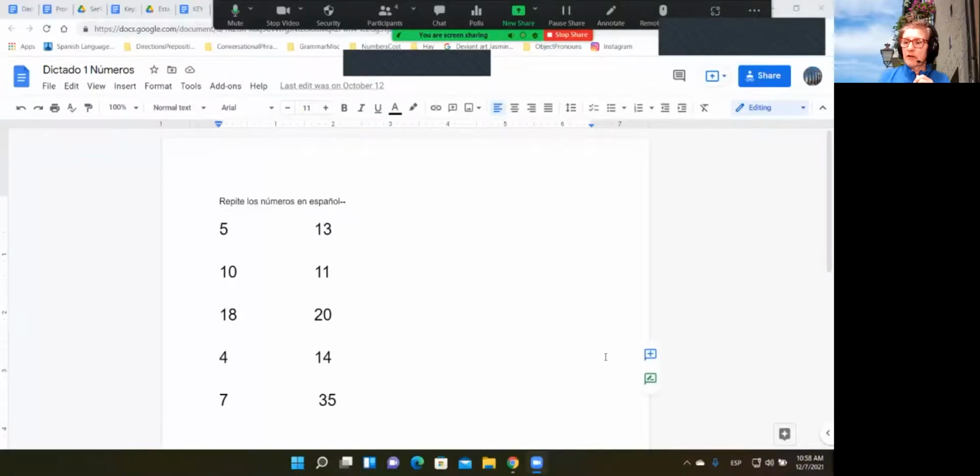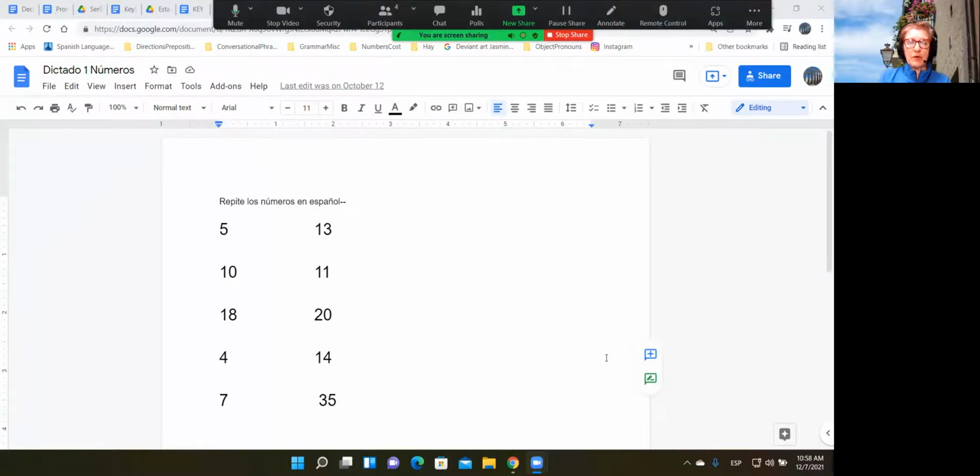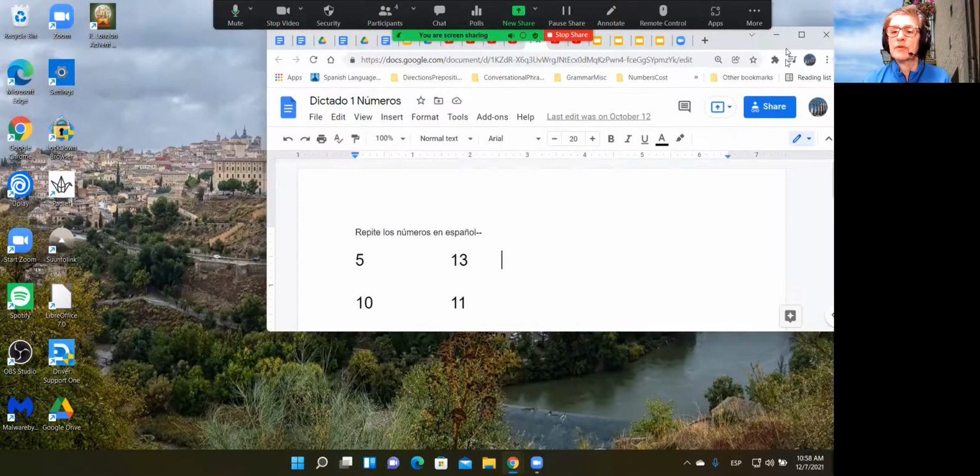Okay, I'm going to show you what the numbers are. Our goal is to have the right digit in at least 7 out of 10. So let's see if you got at least 7 out of 10 of these correct. Aquí están, here they are. 5, 10, 18, 4, 7, 13, 11, 20, 14, 35. Bien. Dale, bien. Magnífico. Hicieron bien. You did great. Okay, fantástico. We'll take another little dictado next week. La semana que viene. Next week, we will do another one, and we will do some with maybe higher numbers.